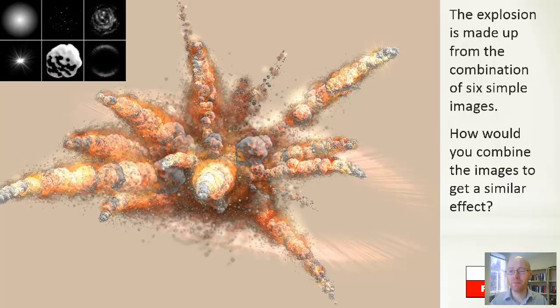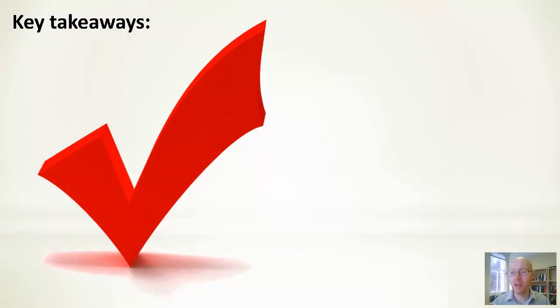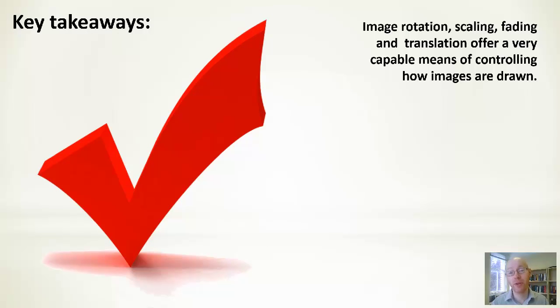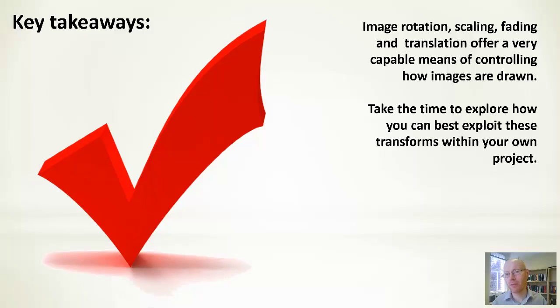Key takeaways then are only a couple. Image rotation, scaling, fading and translation offer a very capable means of controlling how images get to be drawn. And you should be thinking about how can I make use of these within my own game? Most games it'll be applicable in some way or some aspect. It will help by way of making the game visually more impressive. It can help by giving you the opportunity to get some more sophisticated algorithms into your game.